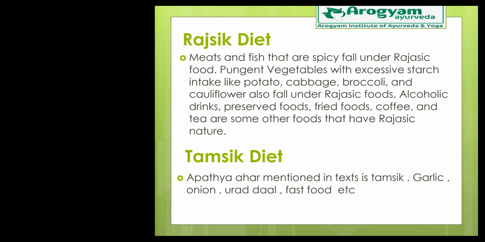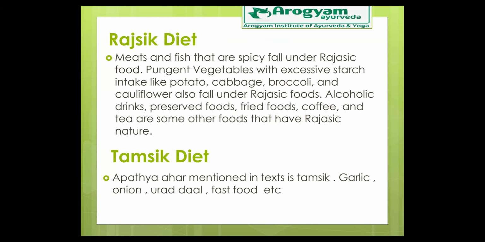of the food. Then rajasic food, meats and fish that are spicy fall under rajasic food. See, remember, ये तो हमारे मन में भी राजसिकता उत्पन्न करती है, right? Pungent vegetables with excessive starch intake like potato, cabbage, broccoli, and cauliflower, all these fall under rajasic food. Alcoholic drinks, preserved food, fried food, too much of coffee, tea, these are all some other foods that have rajasic nature. So this is rajasic. Next is tamasic diet.